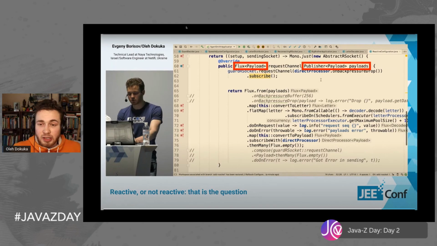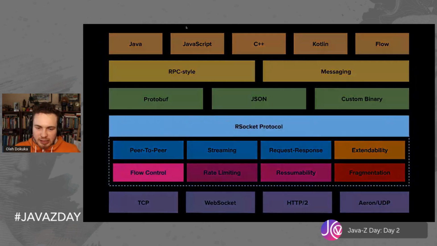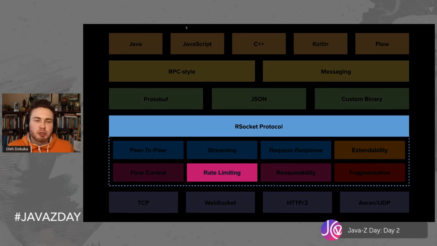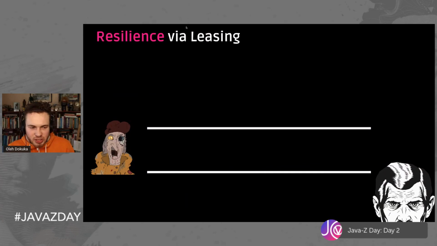And we want to see if RSocket helps in solving this and preserving stability. So instead of flow control, we want to use rate limit or leasing. And let me quickly explain how leasing works inside RSocket for you. So we have Big Brother and we have Pechkin. So at the very beginning of communication, Pechkin does nothing because he is not allowed.